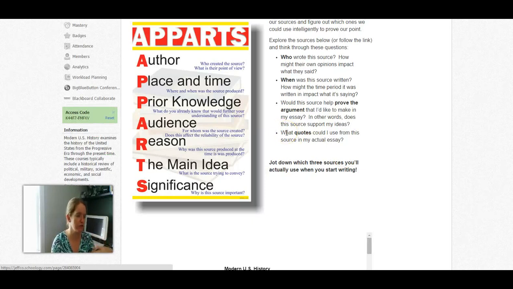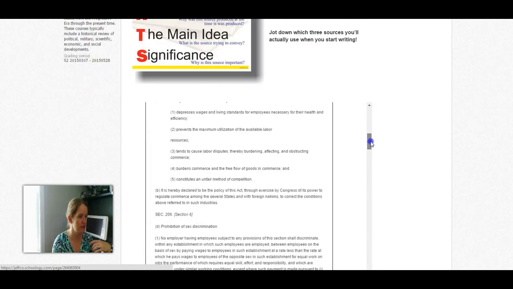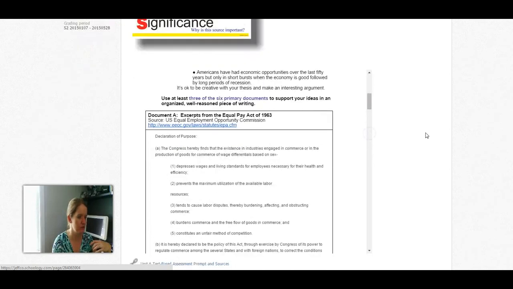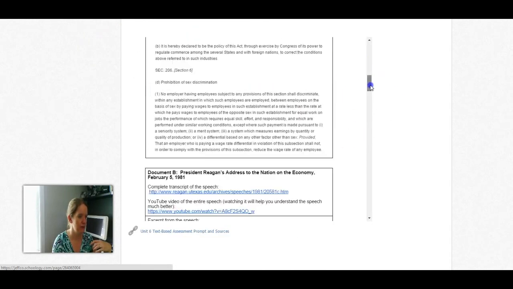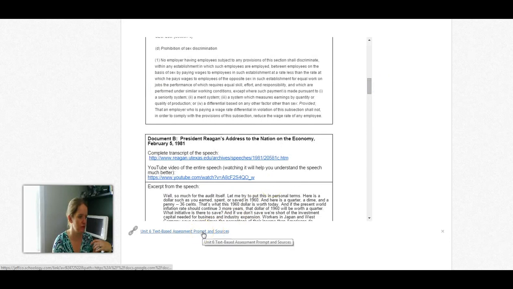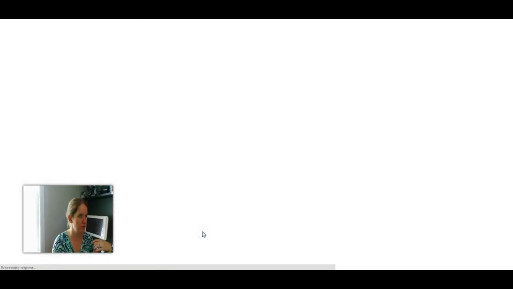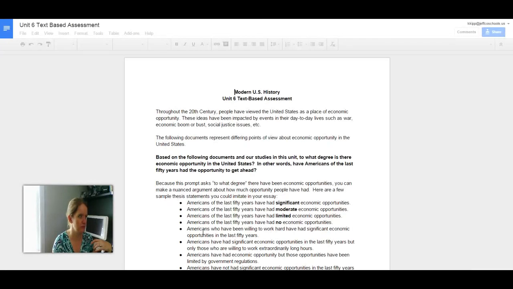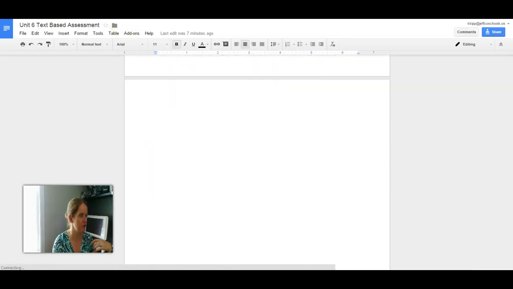So just take a closer look at each one of these and actually decide which three sources you want to use. I've put them down here embedded from a Google Doc, but you can also follow this link right here and it'll open the full assessment in Google Docs, so that you have everything you need.